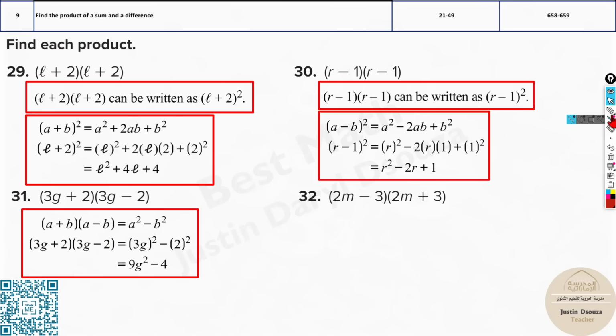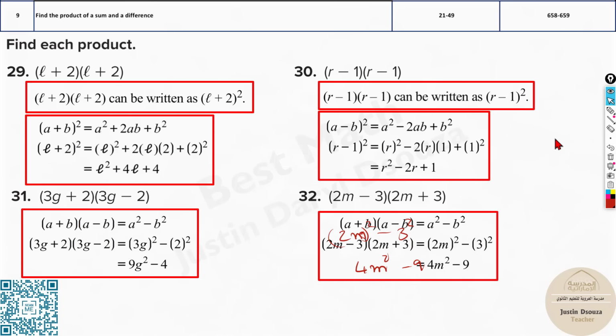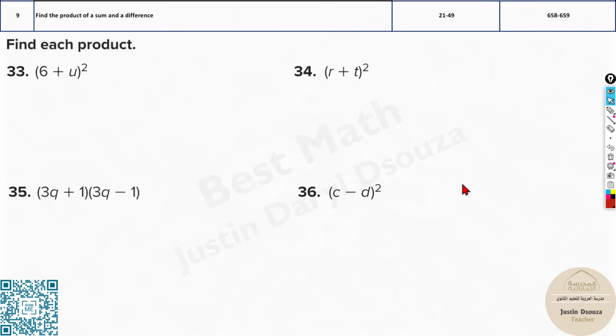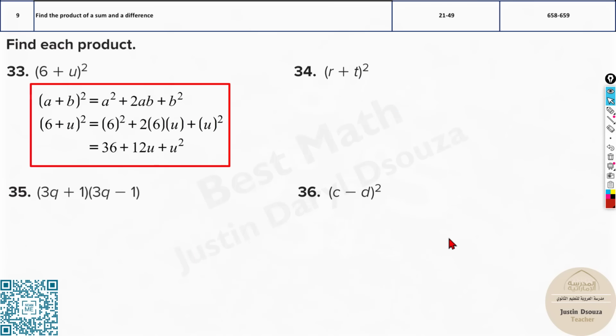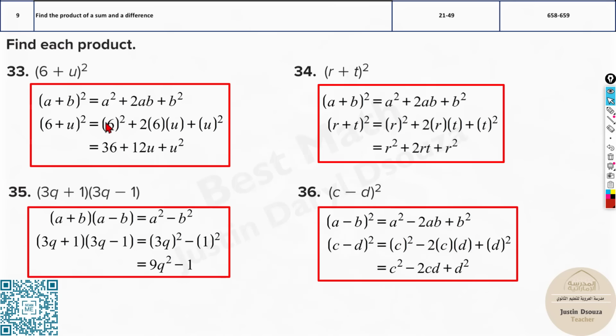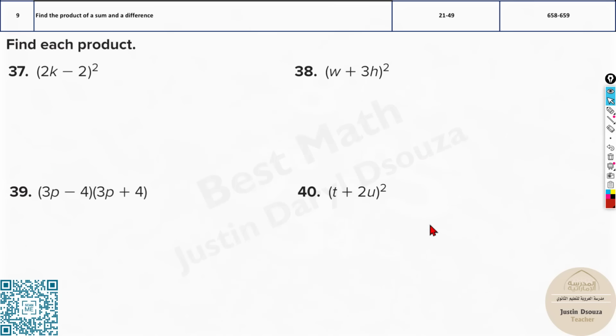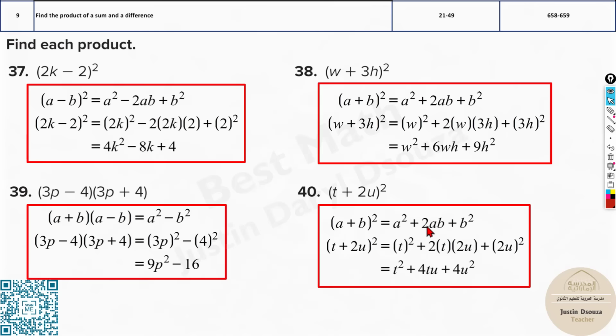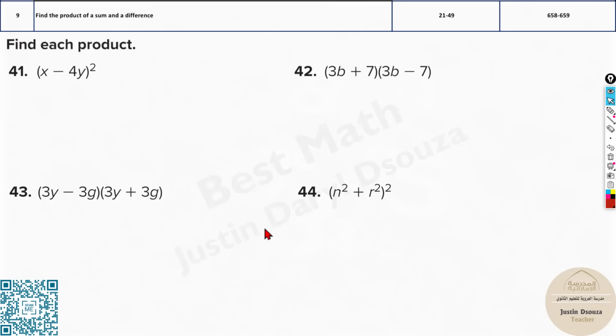Now this one over here is in terms of the third formula, a plus b times a minus b. So you just have to do it as 2m the whole squared minus 3 squared. So it'd be 4m squared, because you square the 2 and it becomes 4, and m becomes m squared, minus 9. That would be the answer. And that's it. That is how we can solve all these problems easily. Please try them by yourselves. The steps and methods are given, and which formula is used is also specified here. All are pretty straightforward and simple problems.